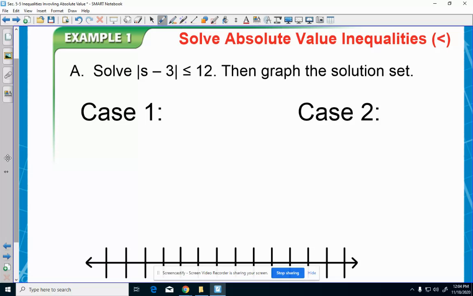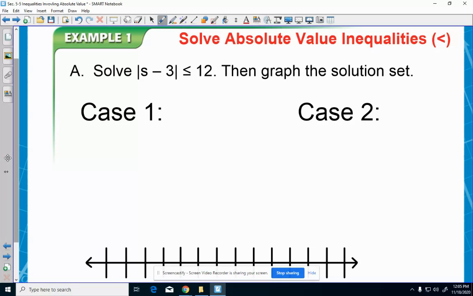What are the chances? I mean, 15 minus 3 is 12. The absolute value of 12 is 12. And negative 9? Negative 9 minus 3 is negative 12. The absolute value of negative 12 is still equal to 12. Okay, we got 2 answers so far. Are there more?